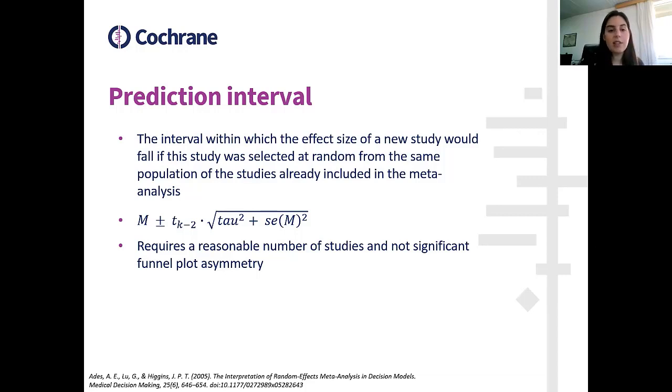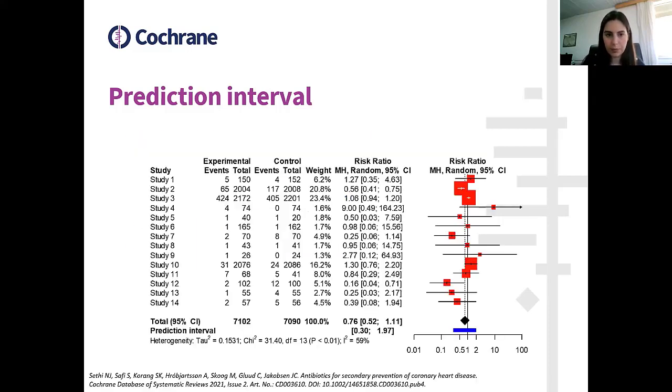The prediction interval is an interval within which the effect size of a new study will fall, if the study is similar to the studies that have already been included in the meta-analysis, and it can be derived easily using this equation. However, caution is still needed, because using the prediction interval under a random effects model requires a reasonable number of studies and no significant funnel plot asymmetry, that is, no indications of publication bias.